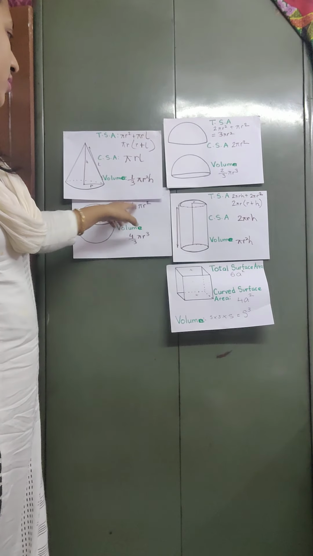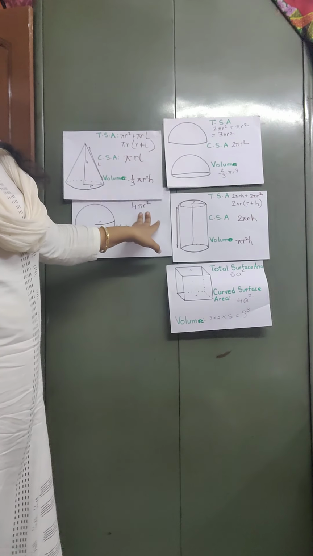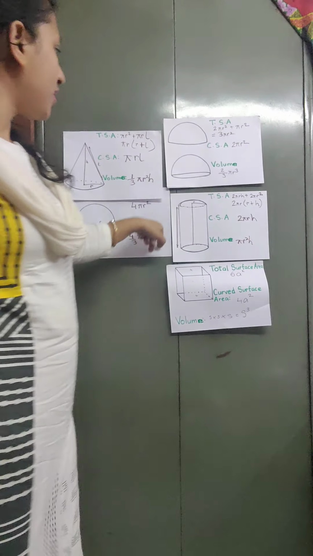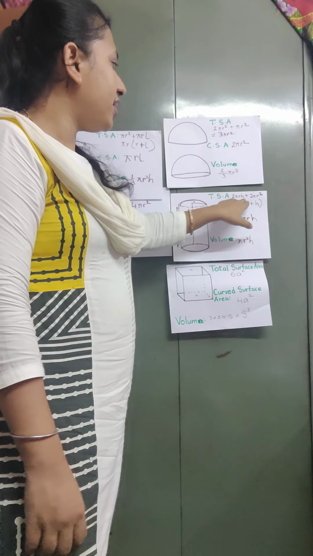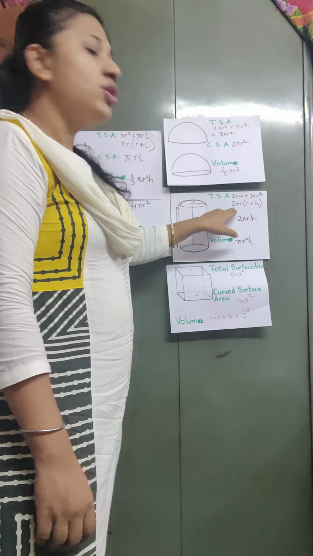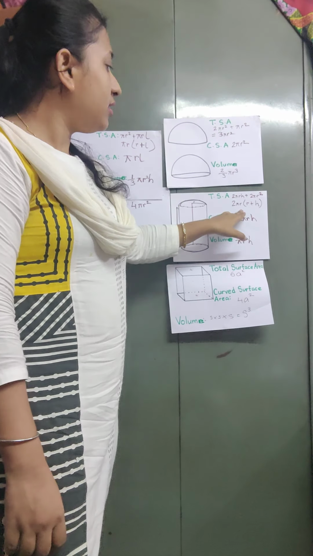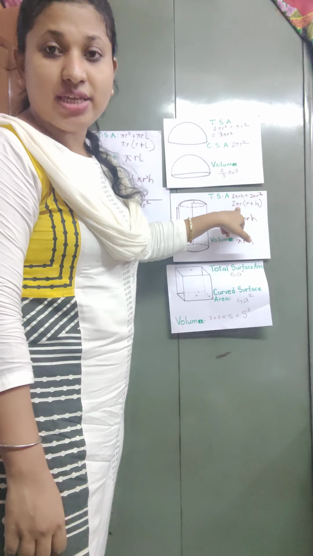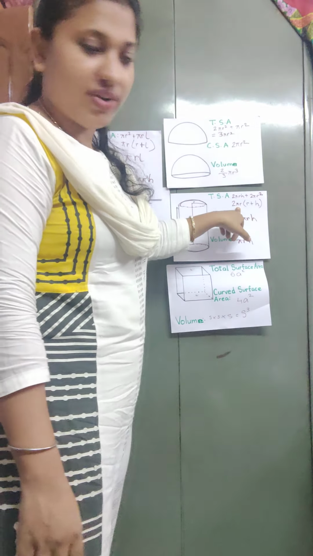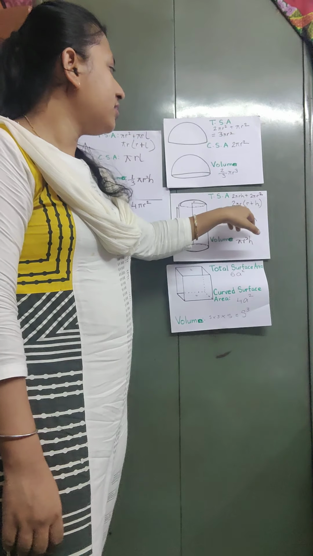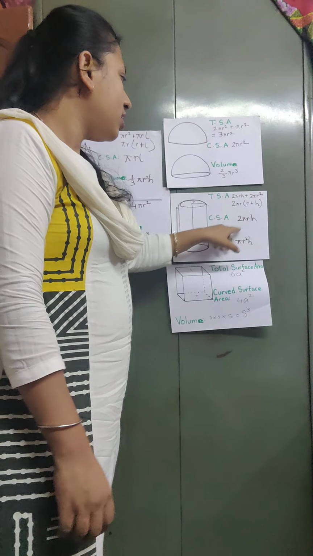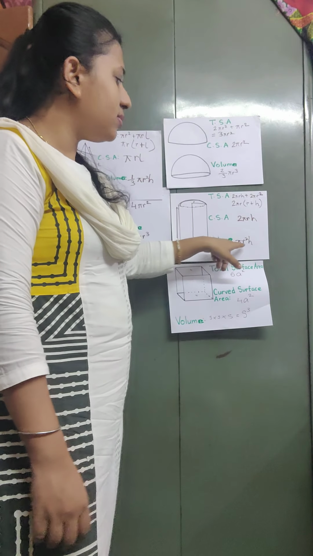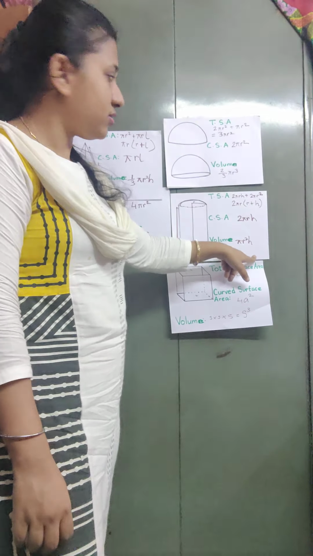For a sphere, total surface area or curved surface area is 4 pi r square, and volume is 4 by 3 pi r cube. And for cylinder, 2 pi r h plus 2 pi r square. So the common will be 2 pi r, and the value of pi is 22 by 7. So 2 pi r into r plus h. Curved surface area 2 pi r h, and volume is equal to pi r square h.